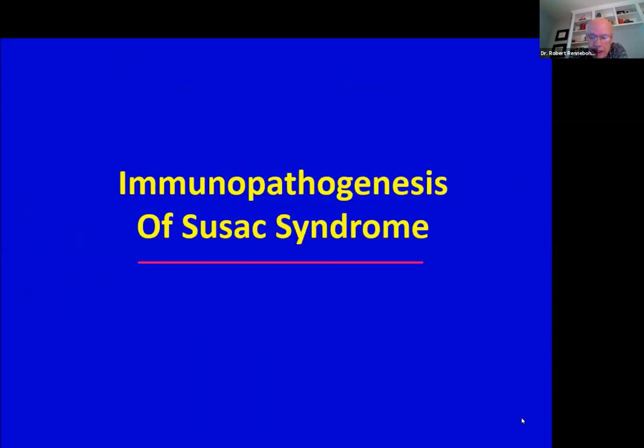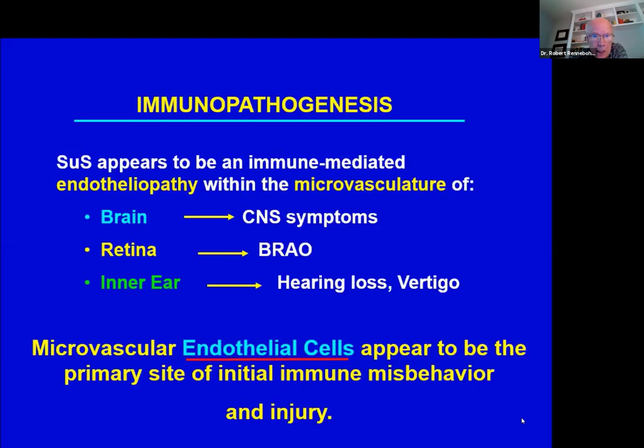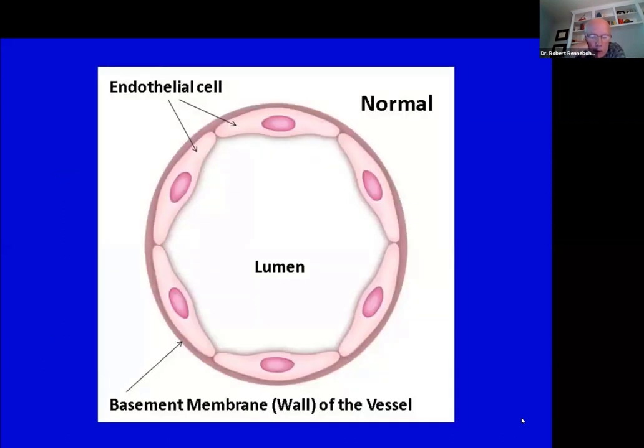Some comments about the immunopathogenesis. Our current concept is that the microvascular endothelial cells are the primary site of immune misbehavior and injury. This is a drawing of a normal arteriole with a normal thin basement membrane and normal endothelial cells and a wide open lumen.